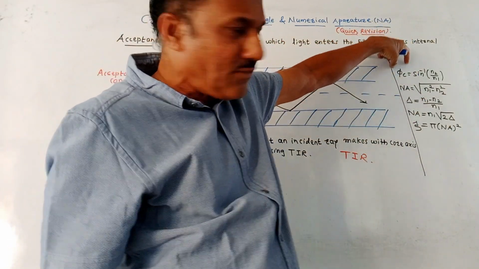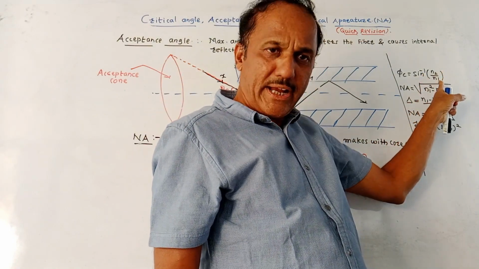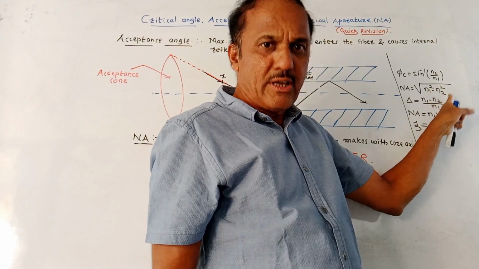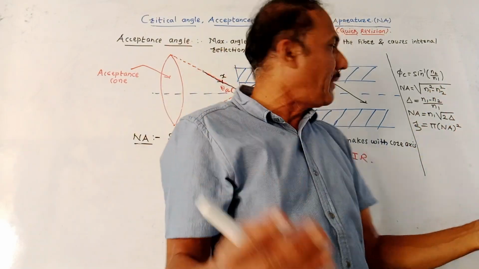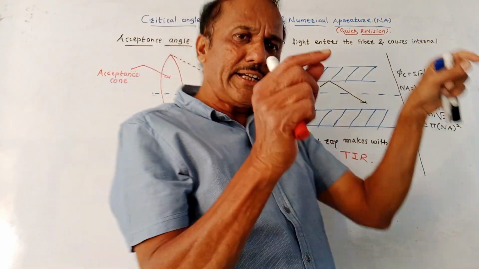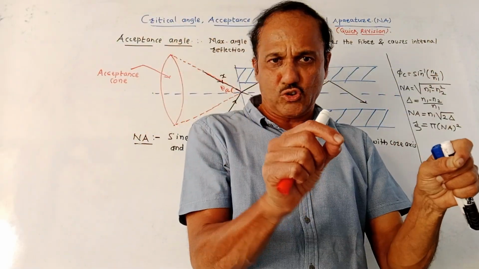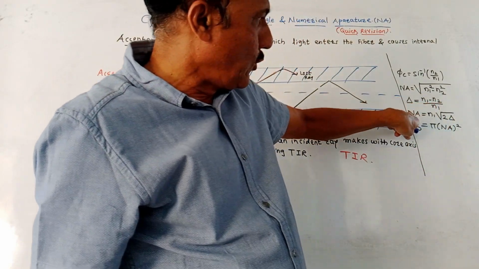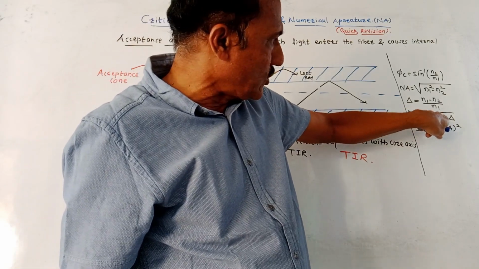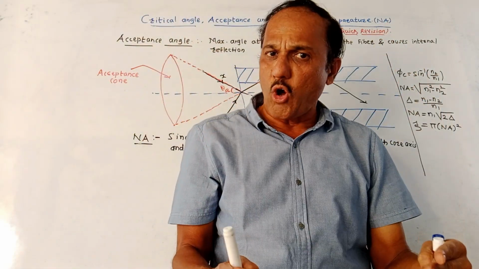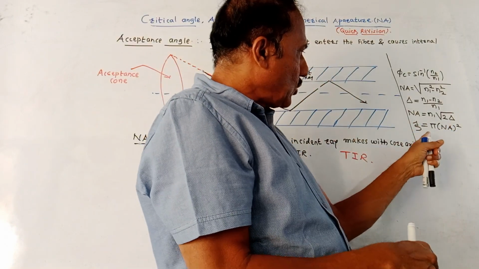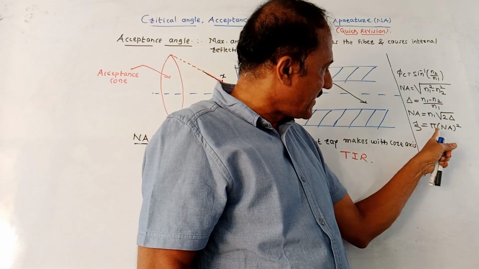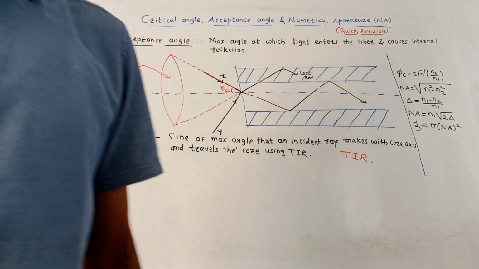First is the critical angle phi c, which is sine inverse of n2 by n1. Second is numerical aperture, square root of n1 square minus n2 square, where n1 and n2 are refractive indices of the two media. Delta, the relative refractive index difference of the two refractive indices, is n1 minus n2 upon n1. Numerical aperture NA is n1 square root of 2 delta. If the angle is small, then it is related to the solid angle, denoted by zeta, which is given by pi NA square.